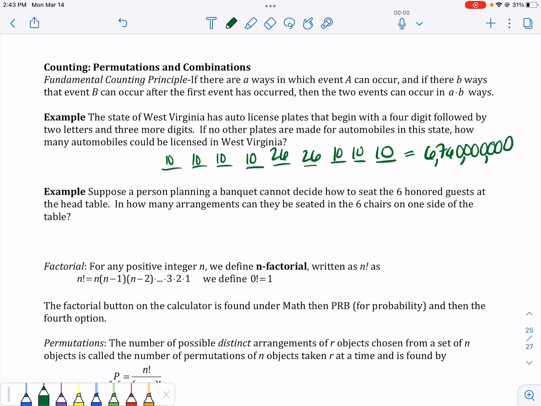Let me recount my zeros. 1, 2, 3, 4, 5, 6, 7. Yeah. So that's how many license plate options that we have available. And then if we want to take a look at the next one, we would do a similar thing.